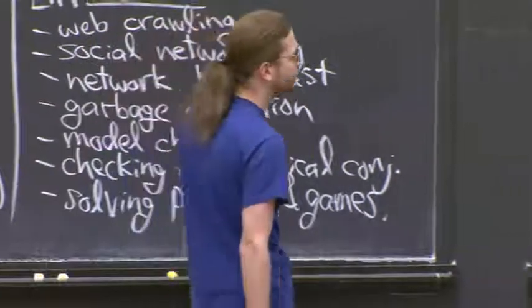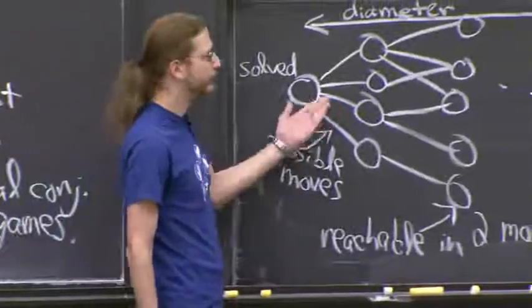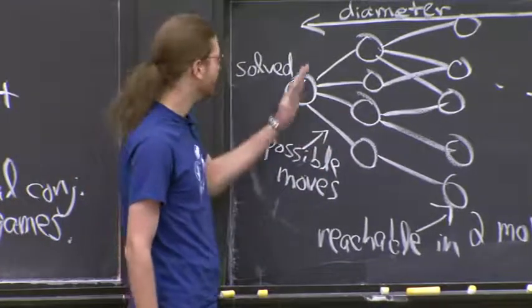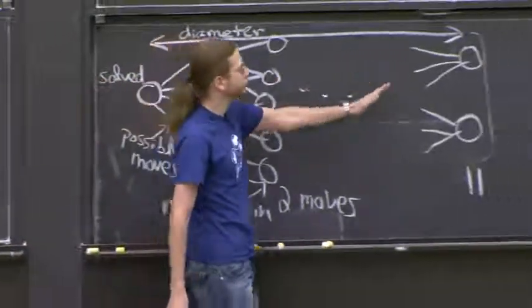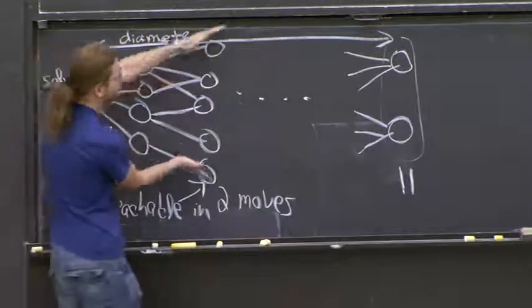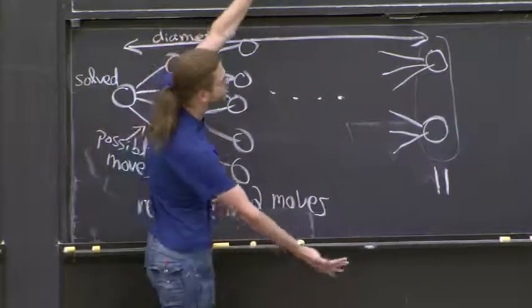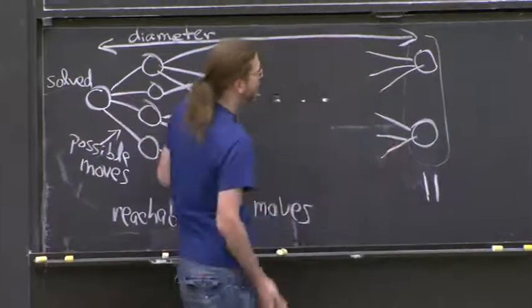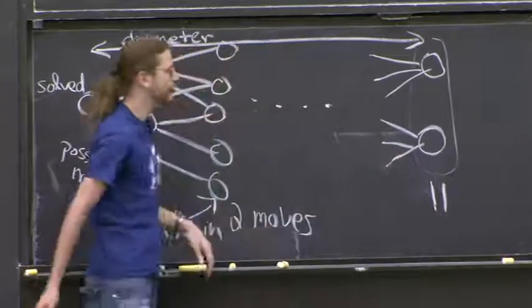But the best known way to compute it is basically to construct this graph 1 layer at a time until you're done, and then you know what the diameter is. The trouble is, in between here, this grows exponentially. At some point, it decreases a little bit. But getting over that exponential hump is really hard.